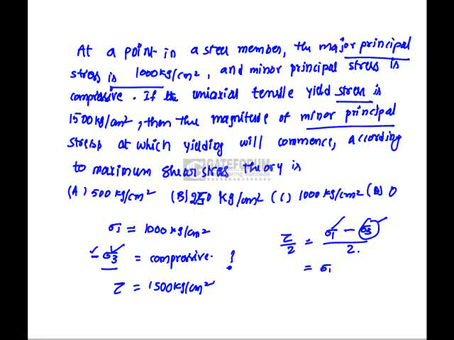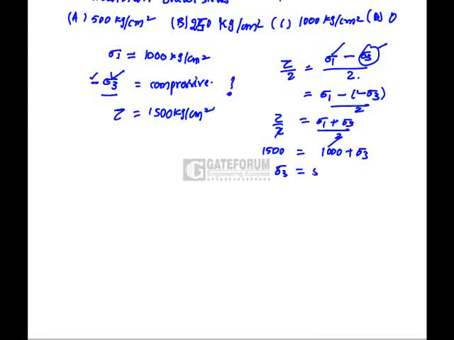So sigma 1 minus of minus sigma 3, divided by 2, is sigma 1 plus sigma 3 by 2, equal to tau by 2. Tau is given as 1500, sigma 1 is 1000 plus sigma 3. Sigma 3 is equal to 500 kg per centimeter square, compressive. So 500, option A is correct.